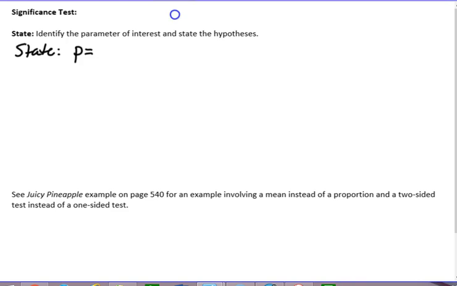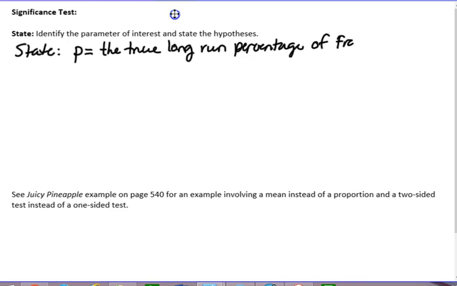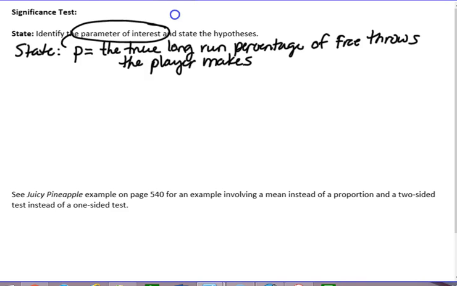P equals the true long run percentage of free throws made by the player. I'll just say the free throws the player makes, because this could be past, present, future, in general, her free throw shooting percentage. So this is the parameter of interest right here. Now, the second part is state the hypotheses.